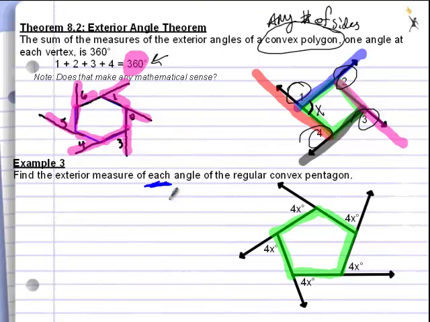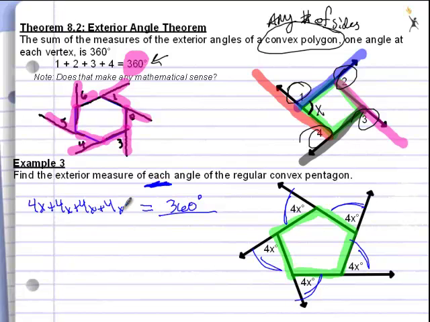The exterior angles have to equal how much? The correct answer is 360. Well, now what we can say is this angle plus this angle plus this angle plus this angle plus this angle equals 360. So I can say 4x plus 4x plus 4x plus 4x plus 4x equals 360. There are 5 of them. Well, when you add 5 4x's, you get 20x equals 360. Divide both sides by 20. You get x equals 18.